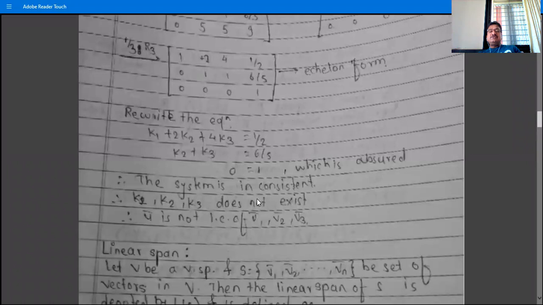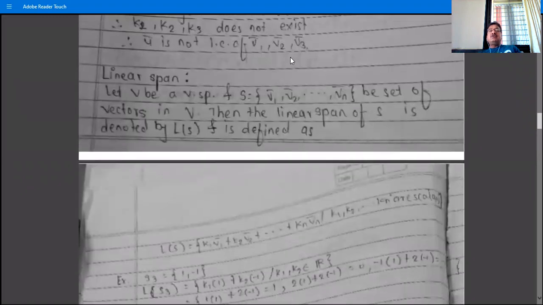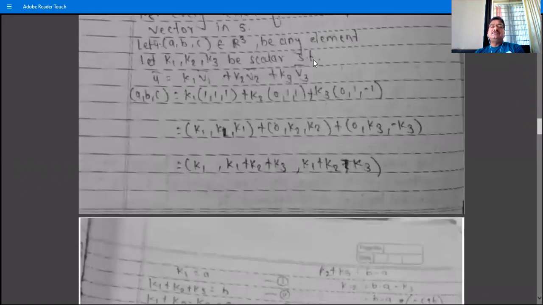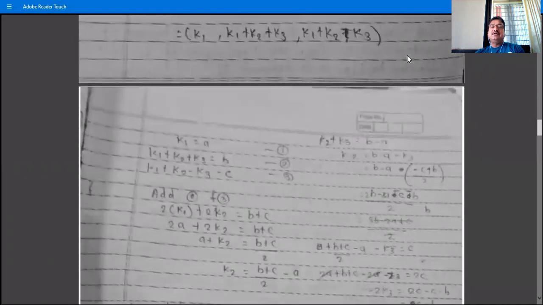And therefore, the system is consistent. And this means K1, K2, K3 does not exist. And so U bar is not a linear combination of V1, V2, V3. So that was the first example. Now the second example.